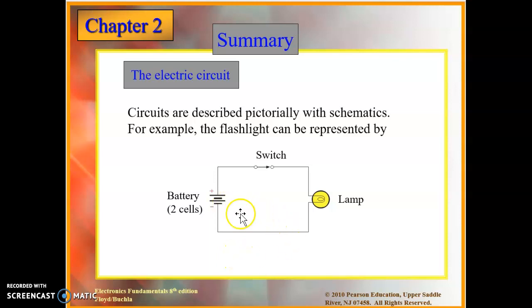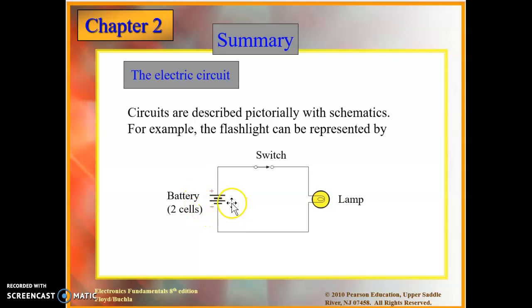So this is the picture representation of a circuit. We have a closed path. We have a beginning, and we go, and then we have the load, which is the lamp or the light bulb, and then we come back and we close.